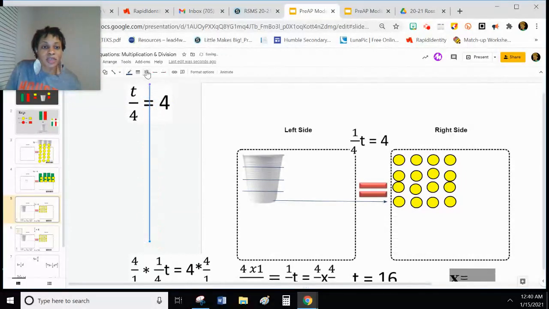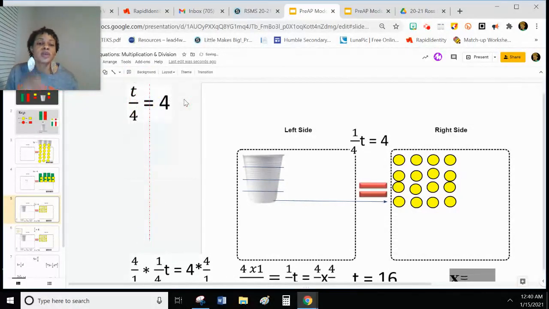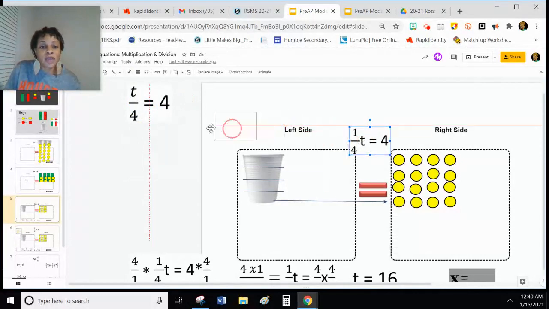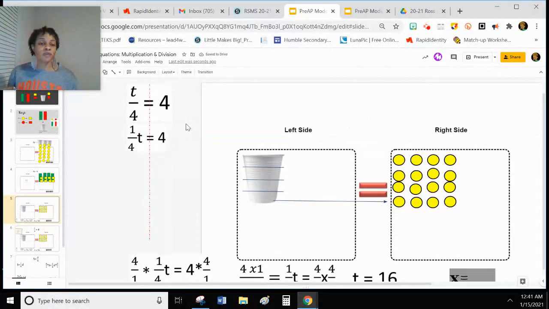I just hope everything lines up. Okay, so create my dotted line for my sides. So first we have t divided by 4 equals 4. I always have you bring out that fraction so you can see, hey, this is definitely division, because I see that fraction more. So t divided by 4 is really 1/4 times t. So we're going to pull out that fraction part.